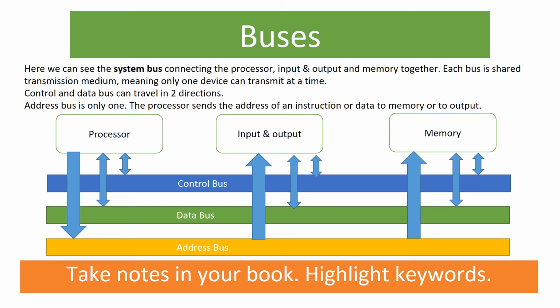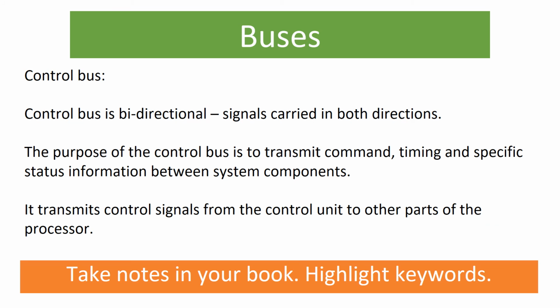Now, it might be that data travels from the processor on the address bus to the input and output and to the memory. You can see that it's traveling almost in one direction from the processor out into those different parts of the computer. So remember, the control bus is bidirectional. That means signals are carried in both directions. The control bus basically transmits commands, timings, and status information between those different system components.